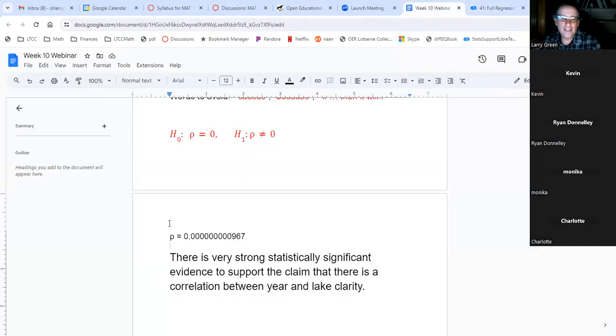Okay, so we could say there is very strong, statistically significant evidence to support the claim that there is a correlation between year and lake clarity. Any questions on that?